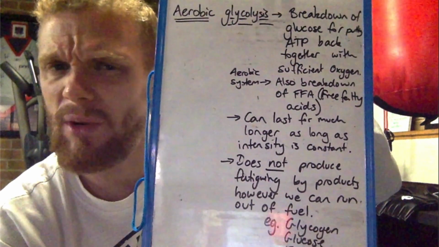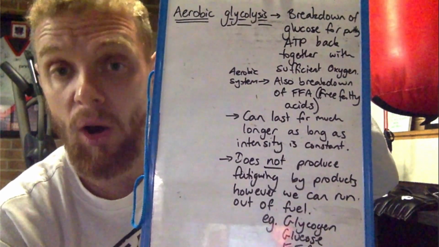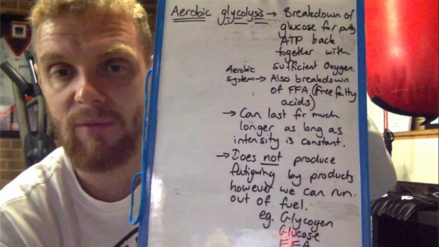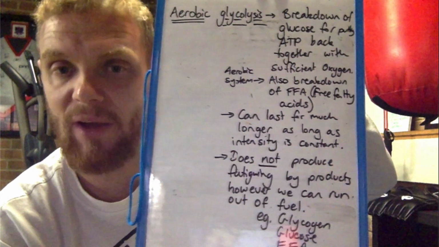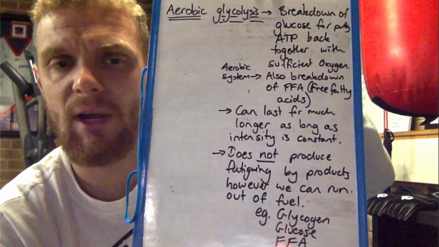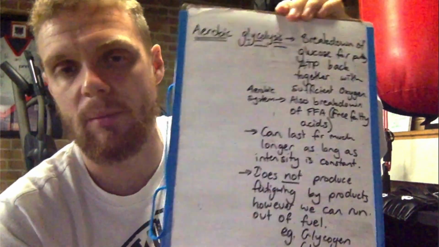So why do we stop in this system? Usually because we run out of the stores from carbohydrates and fats that we ate, from the glucose and the glycogen or the free fatty acids around the body. So this one here will continue to work until we run out of fuels within the body.